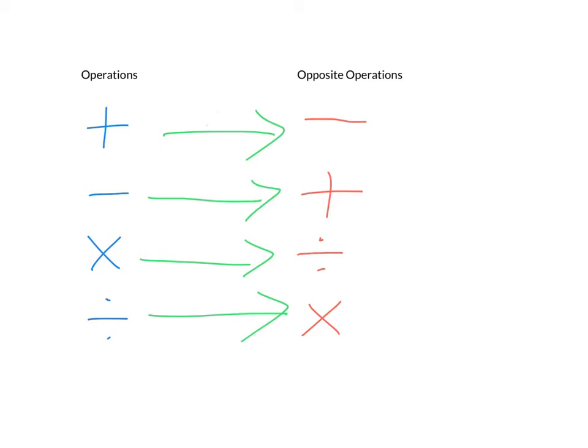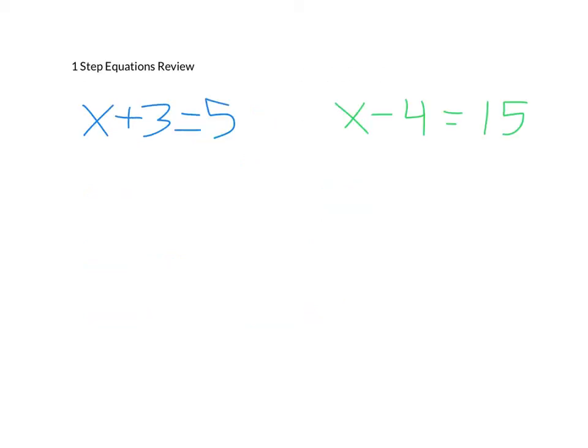So now we're going to take a quick review of how we use opposite operations on a one-step equation before moving on to our two-step equations for today. So here we have our first two examples. We've got x plus 3 equals 5 and x minus 4 equals 15. We're going to do each one individually.